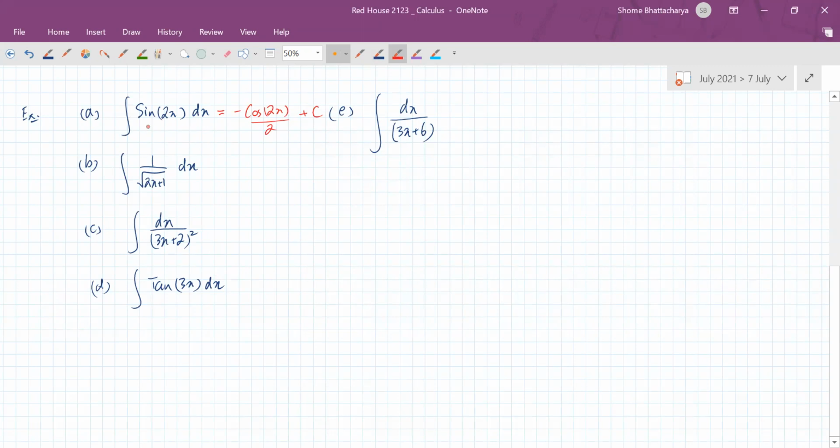Okay, so the integration of sine x is minus cos x. So now there's a coefficient 2 along with x, so that becomes like this. Similarly, this will become square root of 2x plus 1 plus c. This will become minus 1 by 3 into 3x plus 2.